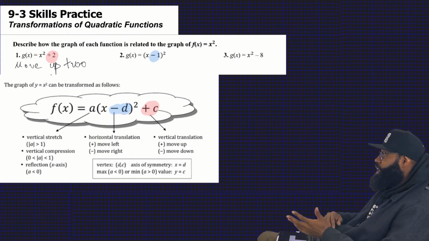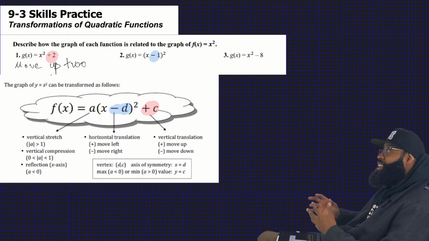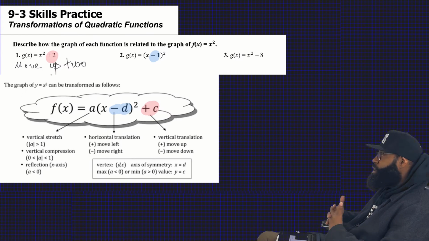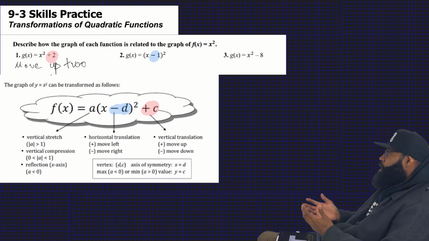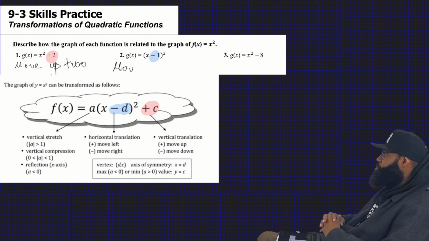It says parentheses and x minus 1, all squared. So there's that d. So what does that mean? It's to the right. Move to the right one. So if you were to graph it, it would be off of 0, 0 to the right 1. Because translating means it's moving, it's transforming, it's doing something.